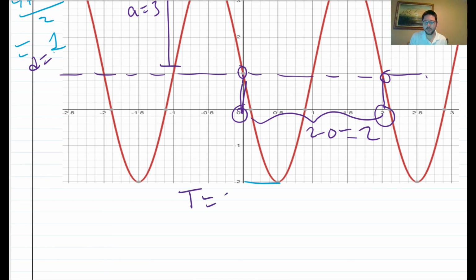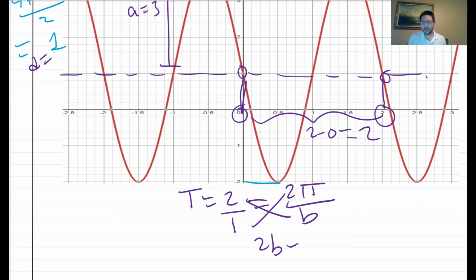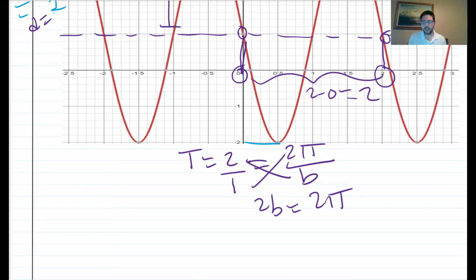So my period is 2, and the formula is 2 pi over b. All right, so that means 2 over 1, cross multiply. 2 times b equals 1 times 2 pi. So now go ahead and divide by 2 on both sides, and b is equal to pi. So we know b is pi.